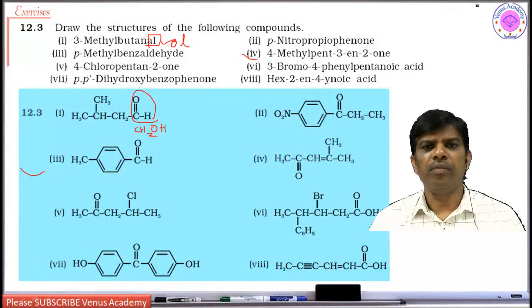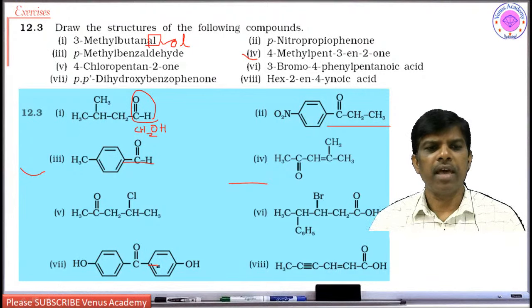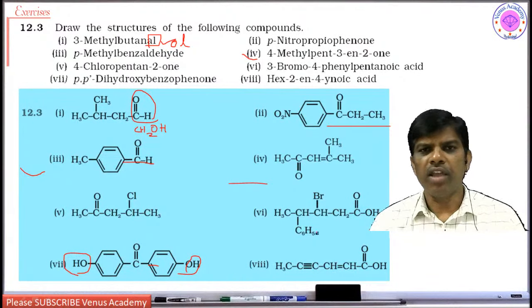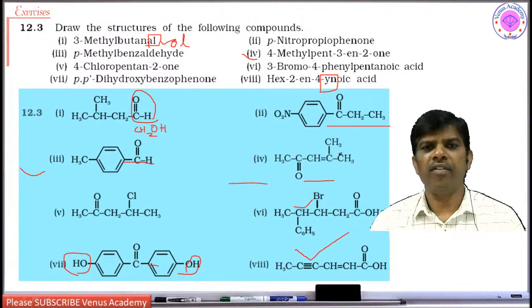So para nitro propiophenone. This is propiophenone, students. And this is para methyl benzaldehyde. This is 4-methyl pent-3-en-2-one, 4-chloropentan-2-one, 3-bromo-4-phenyl pentanoic acid. This is para dihydroxy benzophenone, right? And hex-2-en-4-ynoic acid. The yne is the alkyne group, students. This stands for yne, alkyne, right? So for the alkyne group, they have given 4-yne.